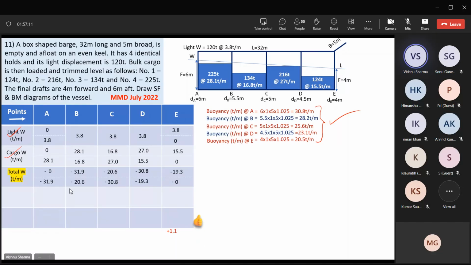Okay. Now we come to the important part, the buoyancy, which is not uniform, right? The buoyancy per unit length. Now, to the left of A is 0. Just to the right of A, the draft is 6 meters. It becomes 30.8. So we divide A and E into 2 parts. So 0, 30.8. At B, it is 28.2, 25.6, 23.1, 20.5, and 0.